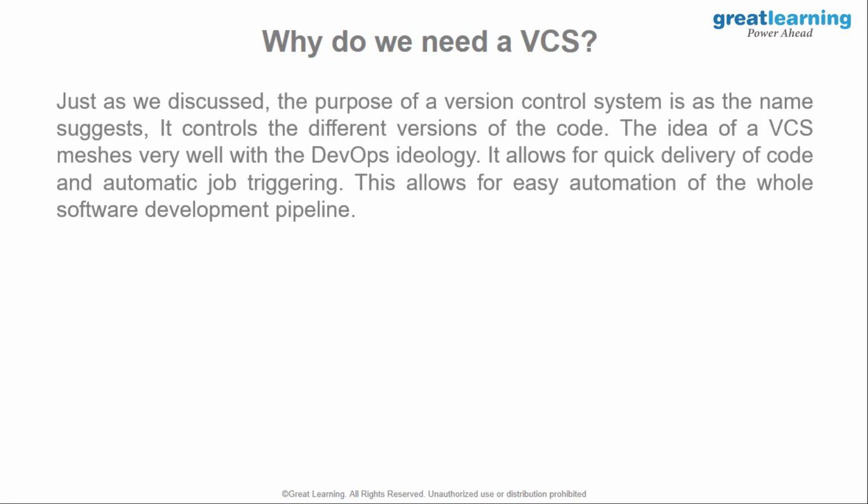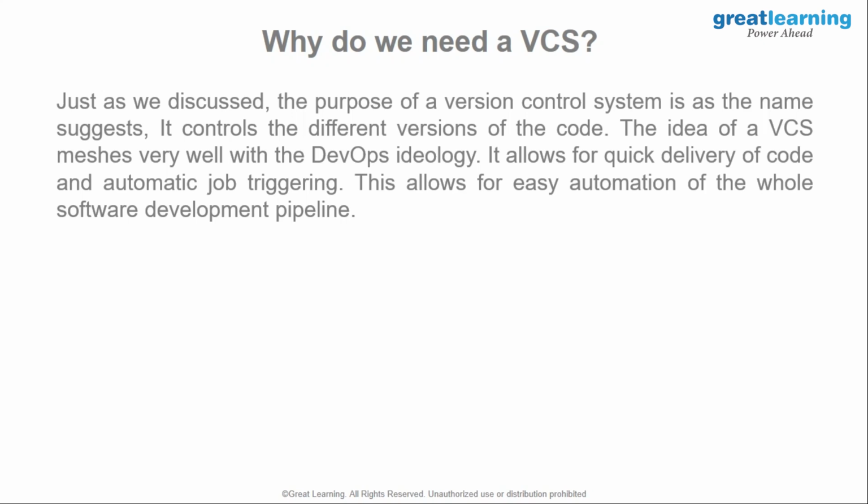What is the DevOps ideology? We studied a few principles, but the whole goal in the end was to make the whole software pipeline as efficient as possible. And the idea of VCS meshes very well with that ideology. It helps us make the whole software development as efficient as possible, because we're using a version control system where we organize everything. That increases productivity as well as efficiency, and it also allows for quick delivery of code and automatic job triggering.